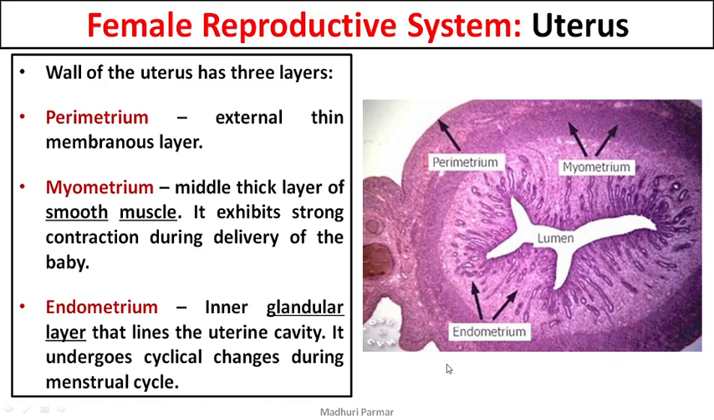So endometrium, endo, you know, it means inside, right? So endometrium is the innermost layer of the uterus, and this is the layer which undergoes cyclical changes during the menstrual cycle. So during the menstrual cycle, the layer that is affected is only this endometrial layer.